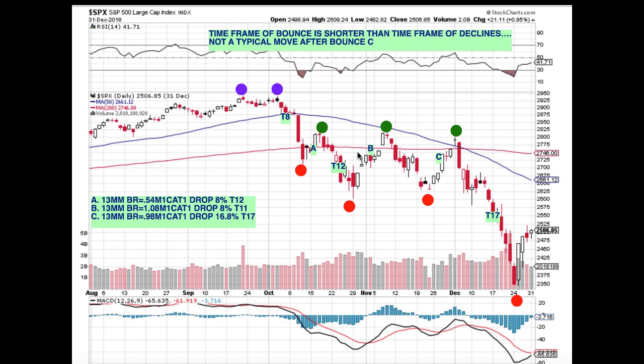So typically on the third try to break lower, the index will bounce. That would be a higher probability outcome, but in this case, it coincided with this death cross formation. This is where we got the biggest drop right here.